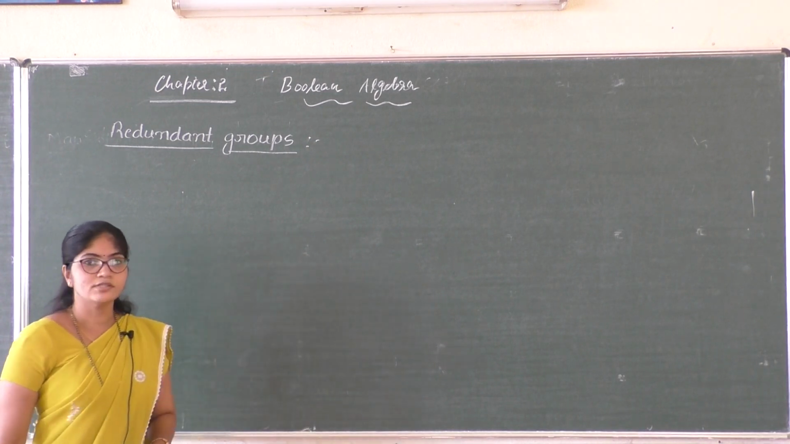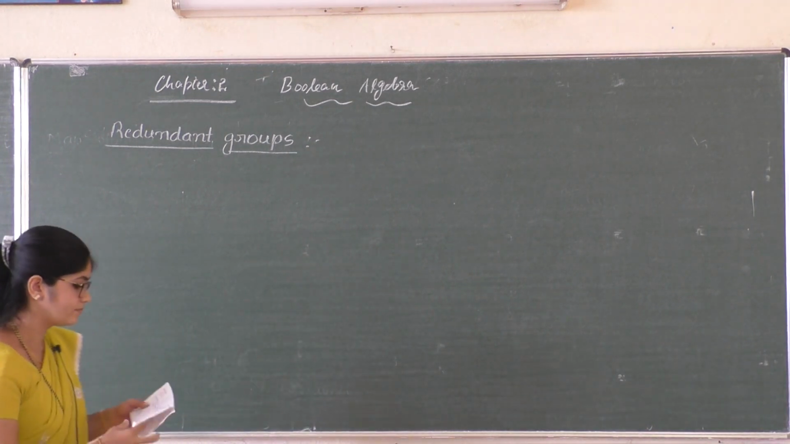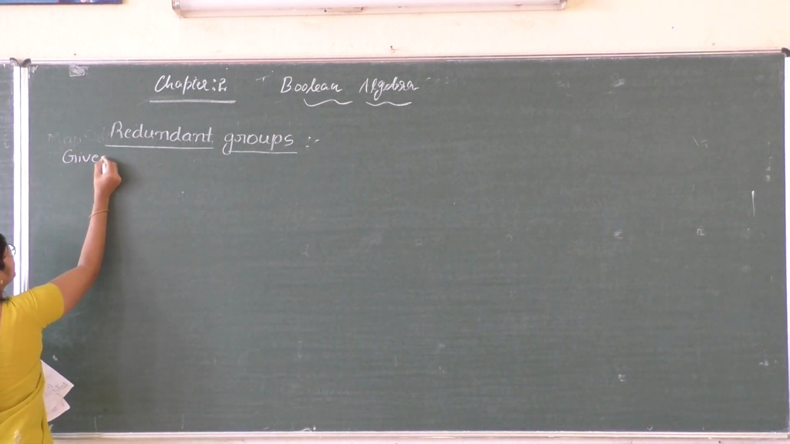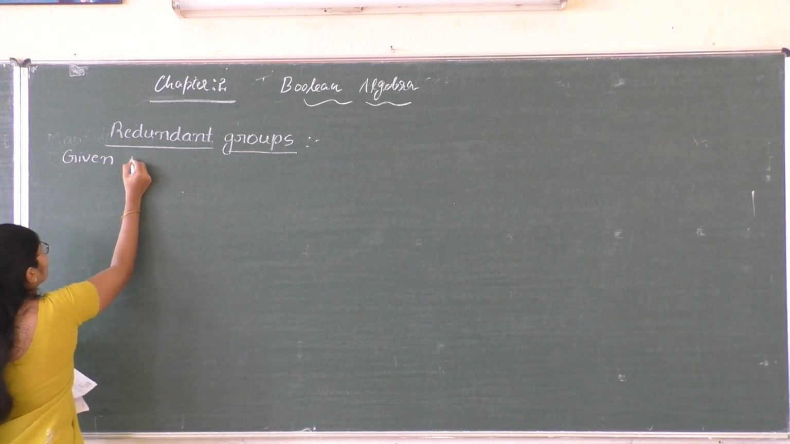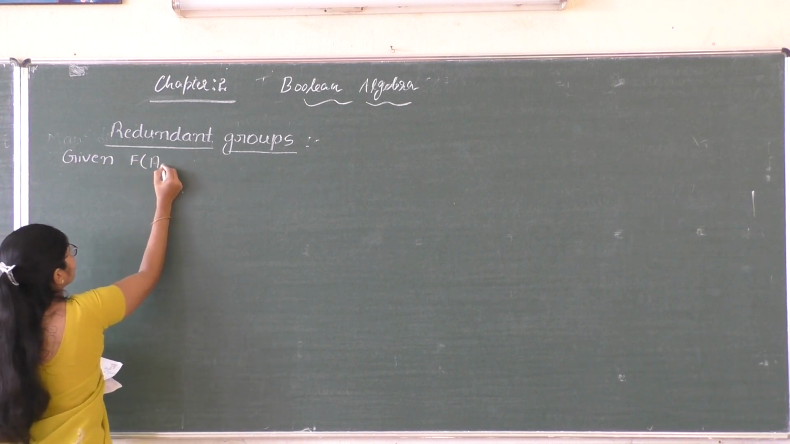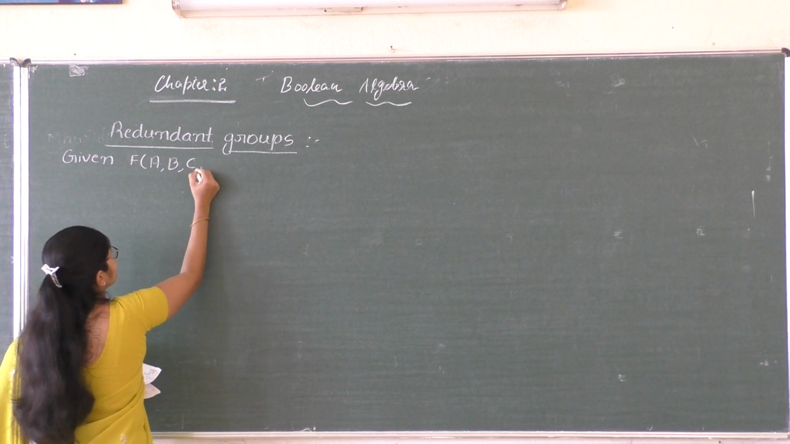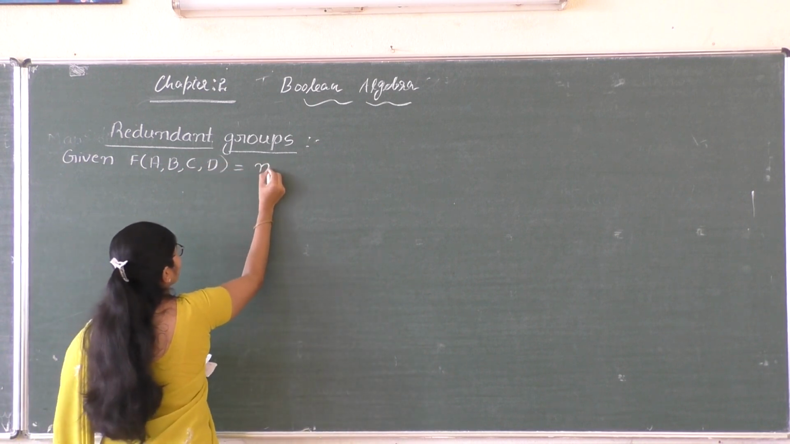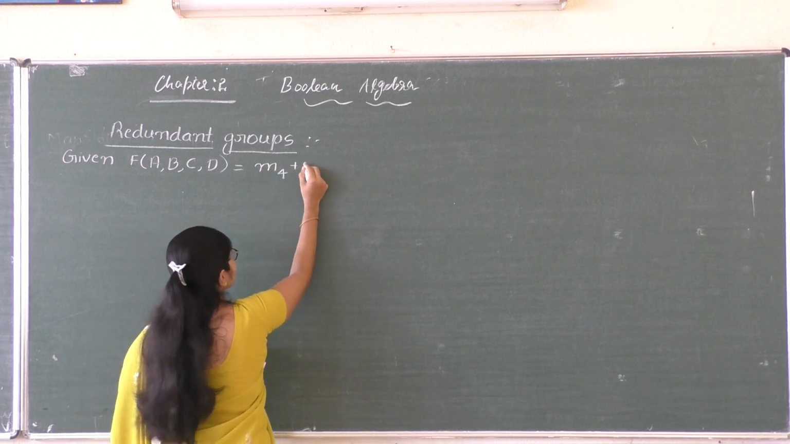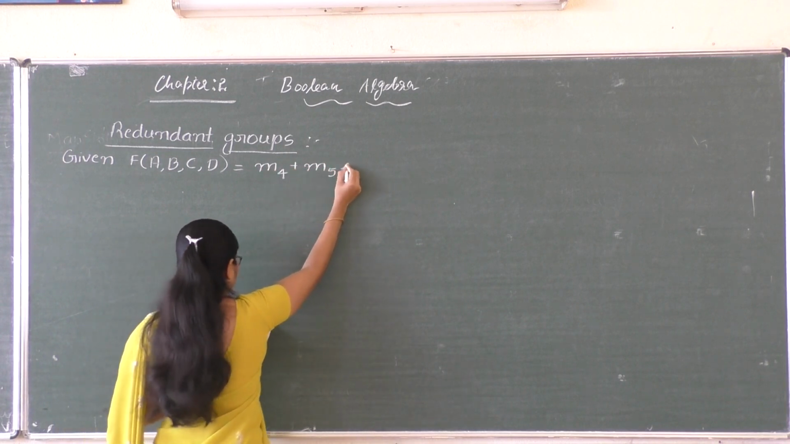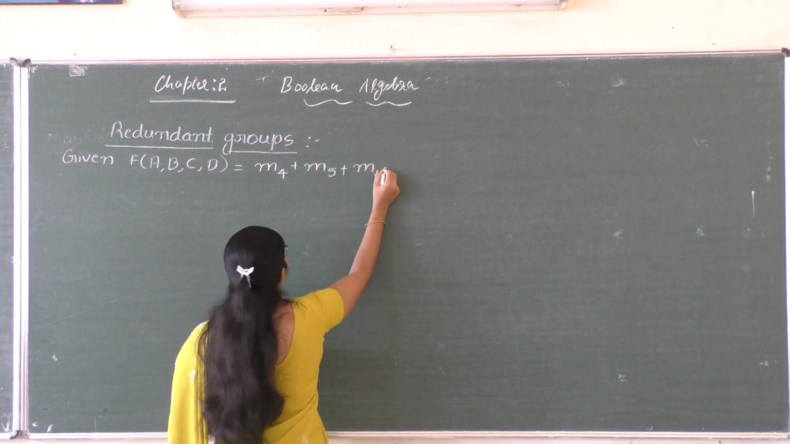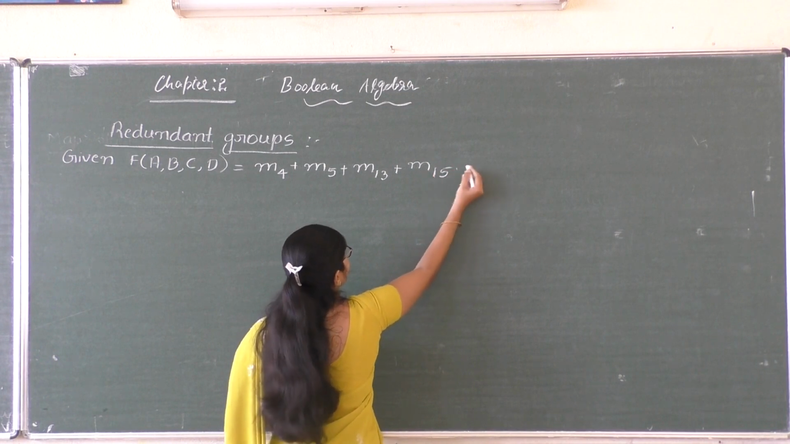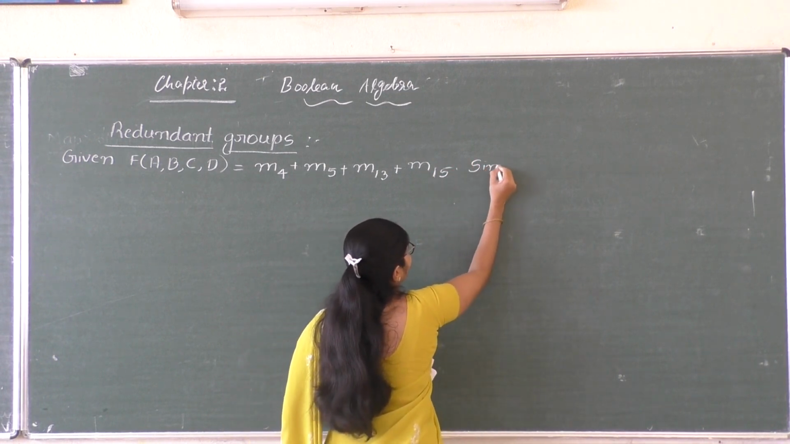To understand this concept, we shall solve a problem. Given f of A, B, C, D is equal to m4 plus m5 plus m13 plus m15. Simplify using K-map.